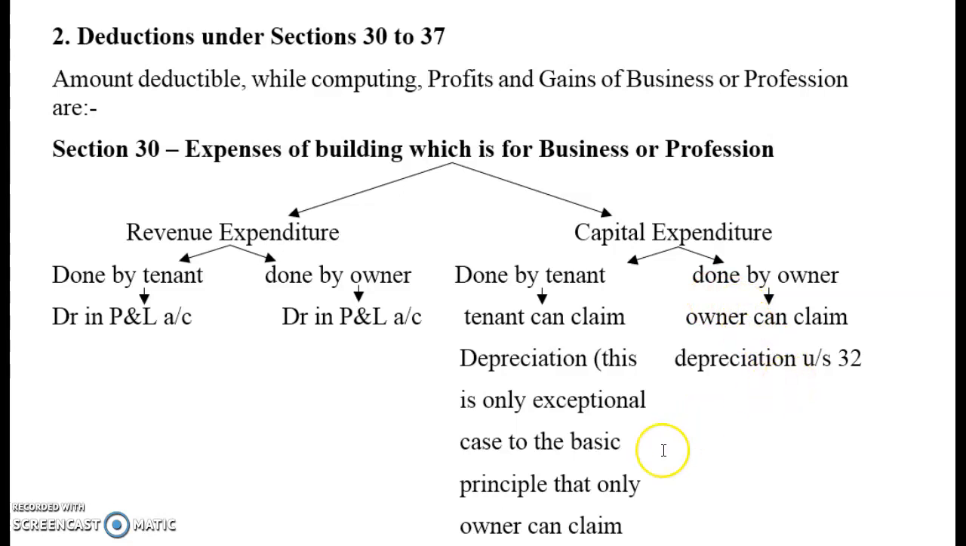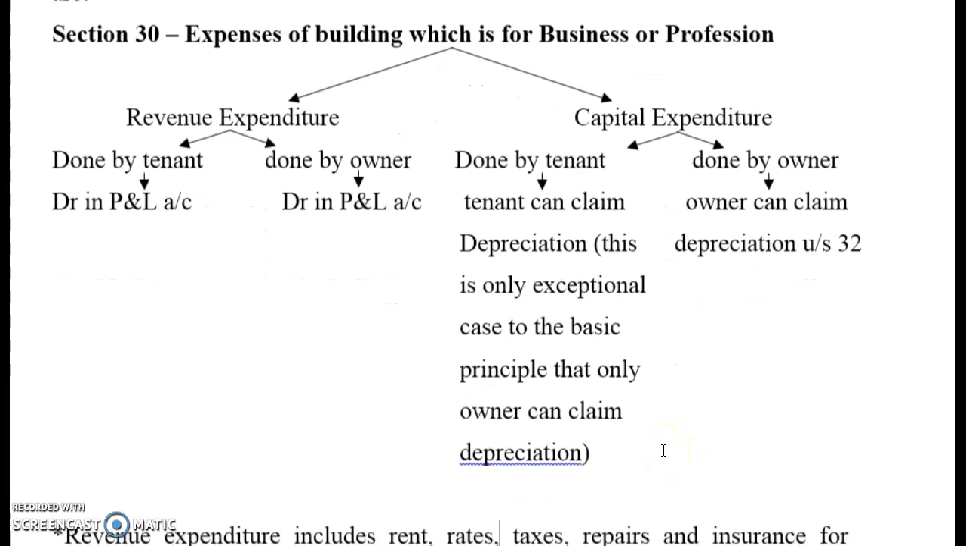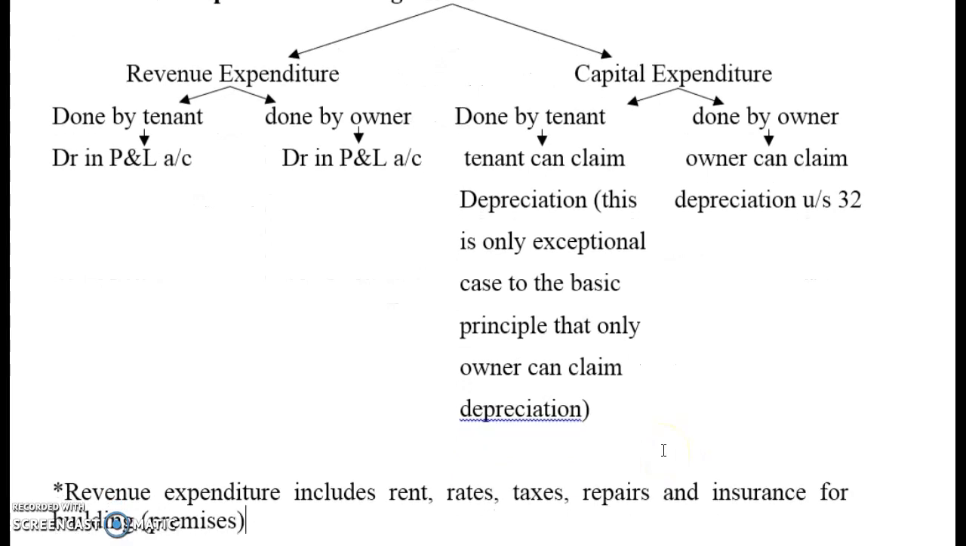And if it is done by the owner, definitely the owner, as per the basic rule, can claim the depreciation under section 32. The revenue expenditures included under this category are all the rents, rates, taxes, repairs and insurance for the building or the premises. So this particular section is only in relation to the building. We have already understood the meaning of building in our house property chapter. So this is the same meaning, and whenever any expenditure is done on that building, you have to ascertain whether it is revenue or capital.